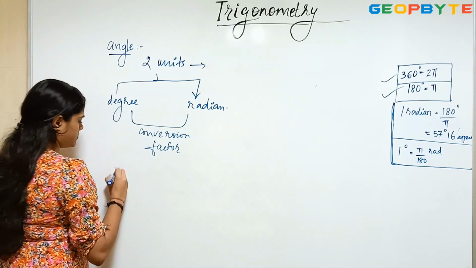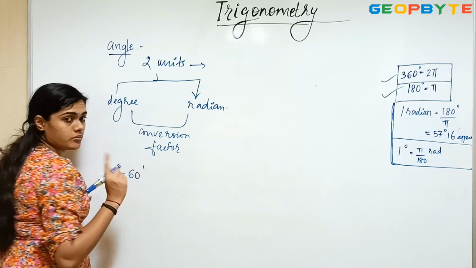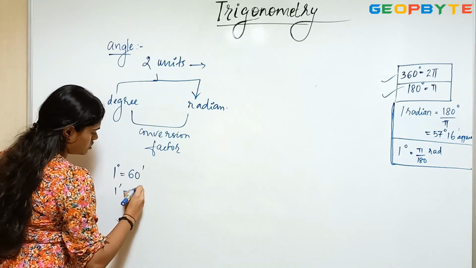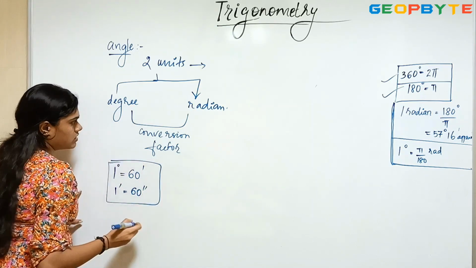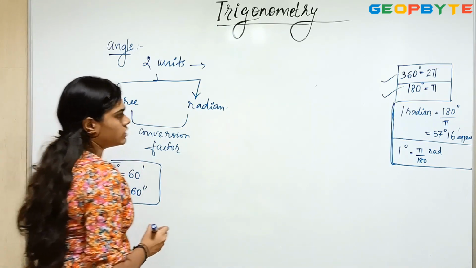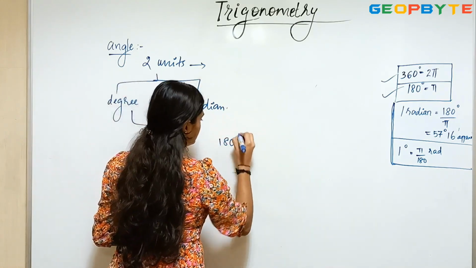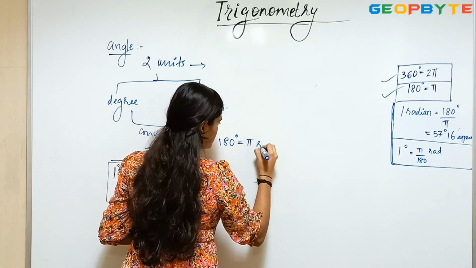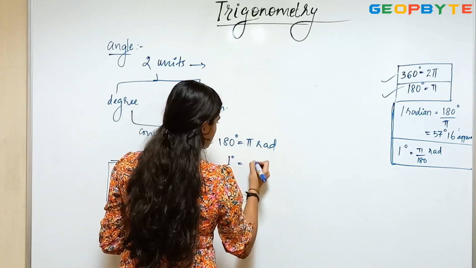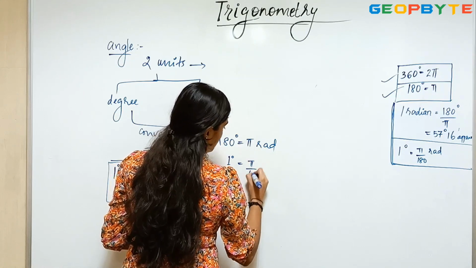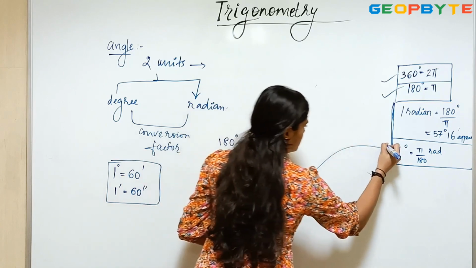Coming to degrees and radians, 1 degree is equal to 60 minutes and 1 minute is equal to 60 seconds. So this we know. Also, 180 degrees is equal to pi radians. Then what will be 1 degree? By cross multiplication, pi by 180 radians. This is what I have written here.